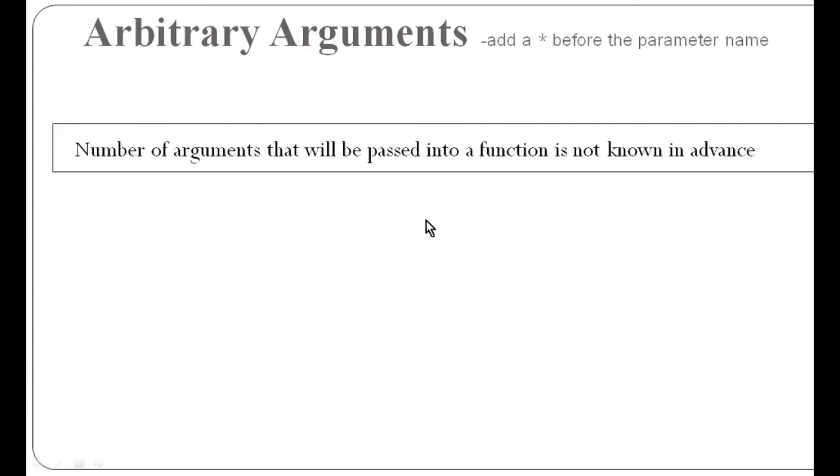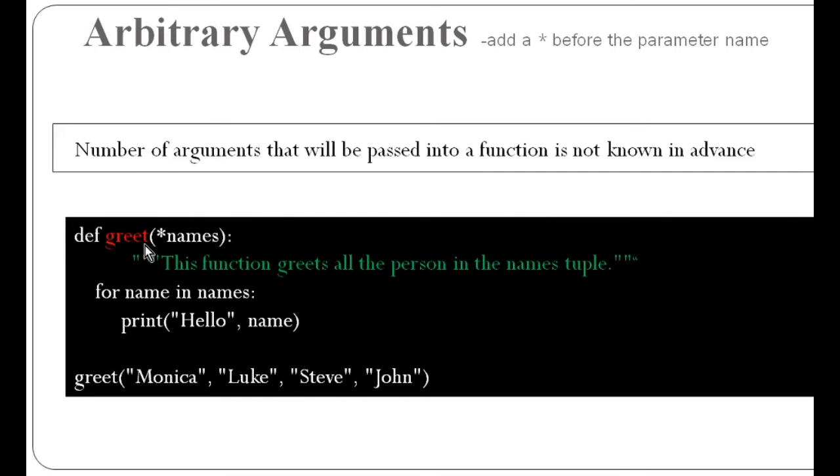Suppose you do not know how many arguments you will be passing. That is, you have an arbitrary number of arguments. You can do it by prefixing the parameter name with a star. Here you can see greet star names. Then here you have a for loop to iterate over all the values in this names. This is the function call.